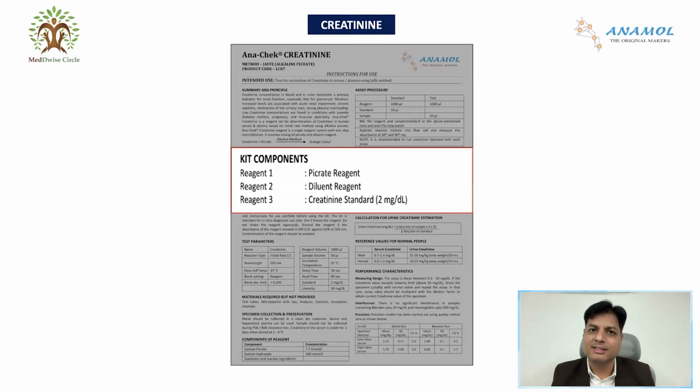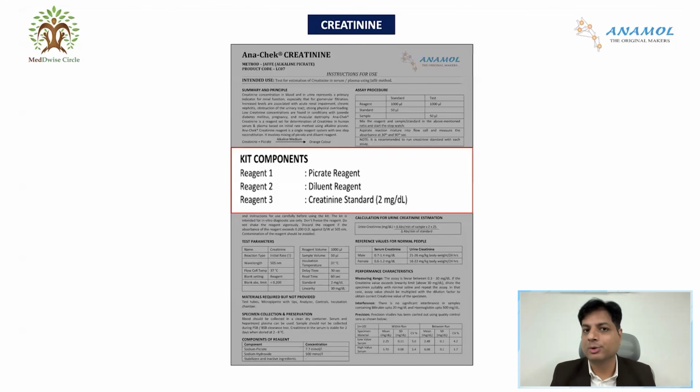So in this particular example, when any user purchases a creatinine kit from Anamol, the kit contains three different bottles. First bottle is the picrate reagent, second bottle is the diluent reagent, and third bottle is the creatinine standard. The value of standard is 2 mg per deciliter.